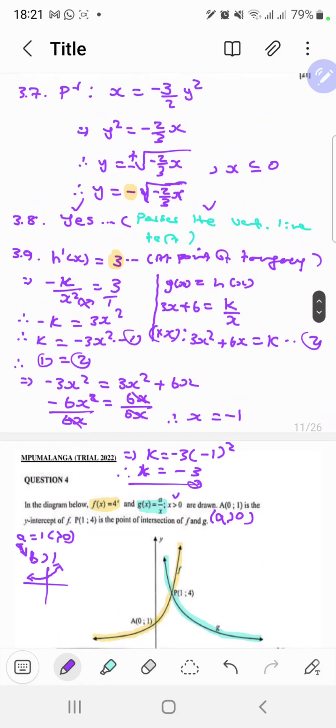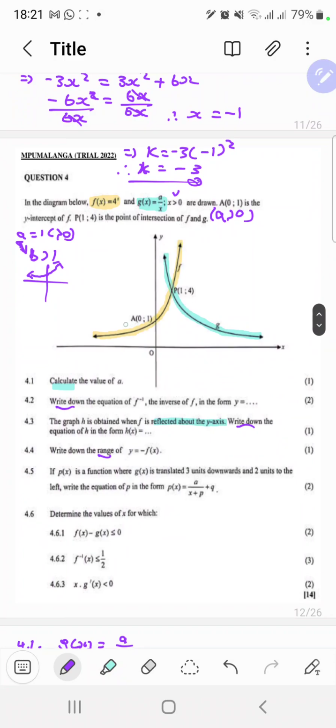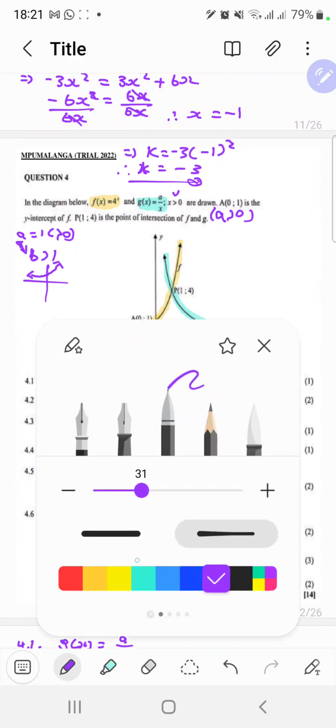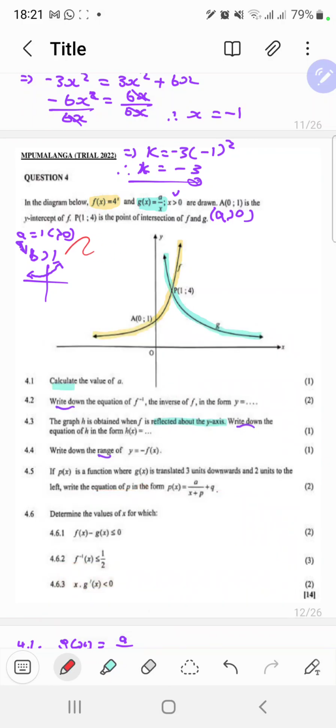Now, what happens when we reflect our exponential function about the x-axis? It does something like this. So when a is negative and yet our b is still a number greater than 0, our function is a decreasing function. So it does something like this. Okay, so this would be minus f of x. Of course it will cut at minus 1 this time.